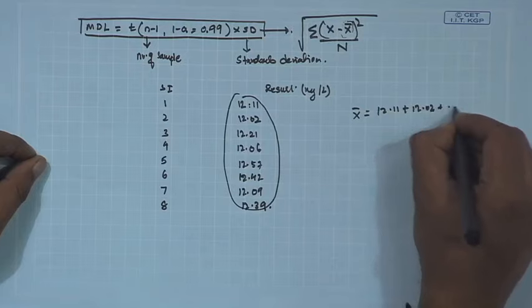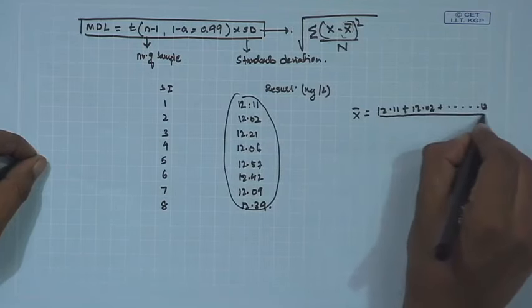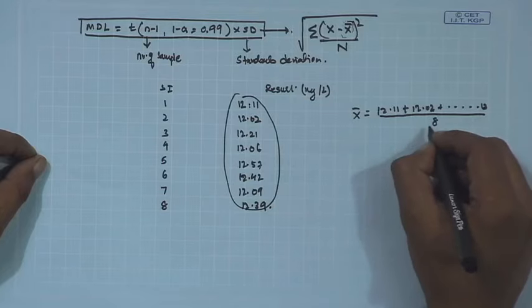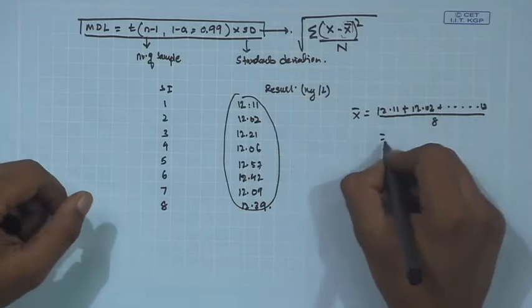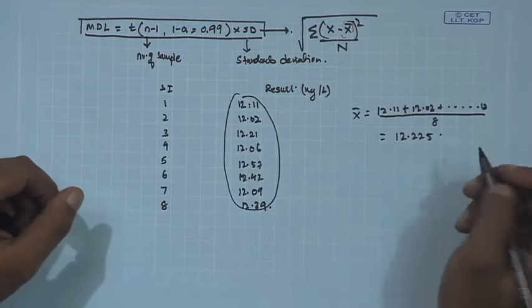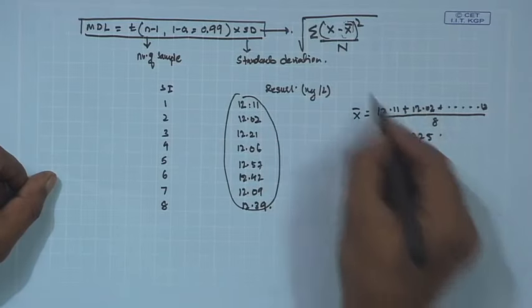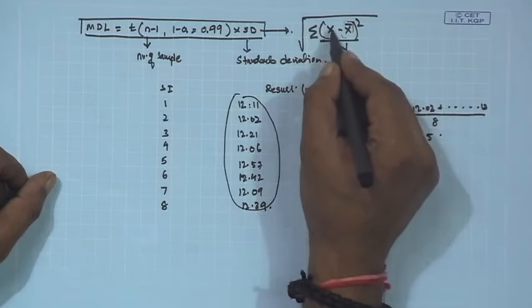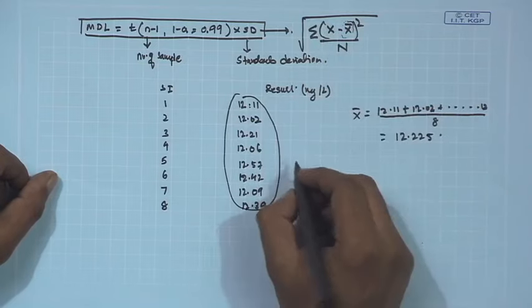12.02 plus, likewise, up to 12.39, divided by 8. That would give us the mean value, 12.225. So, to find the standard deviation, we put this mean value here with the individual results, divide by n, and take the square root, and we will find the standard deviation.